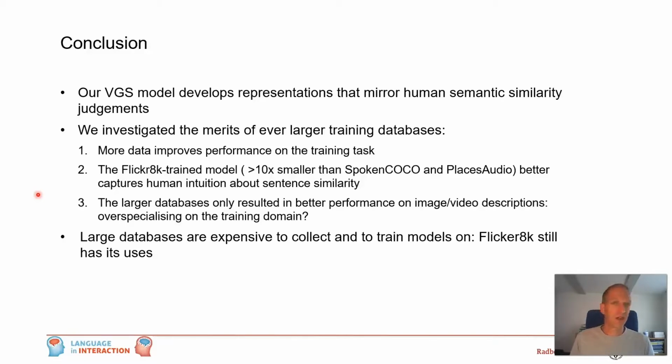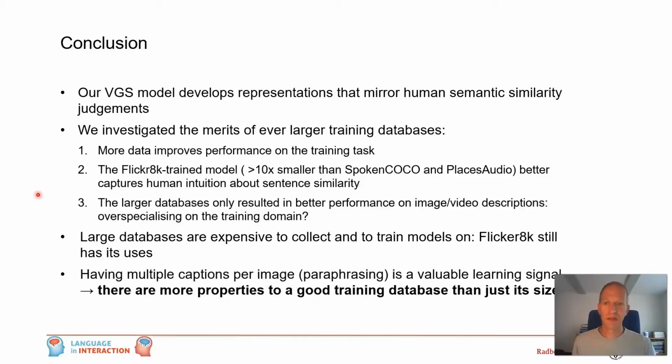These larger datasets are, of course, expensive to collect and hard to train a model on. So if you need semantic similarity ratings from your model, better to use the smaller one. Now, having multiple captions per image turns out to be useful as a learning signal. So all in all, there are more properties that are useful in a training database than just having the largest possible database. Thank you for your attention.